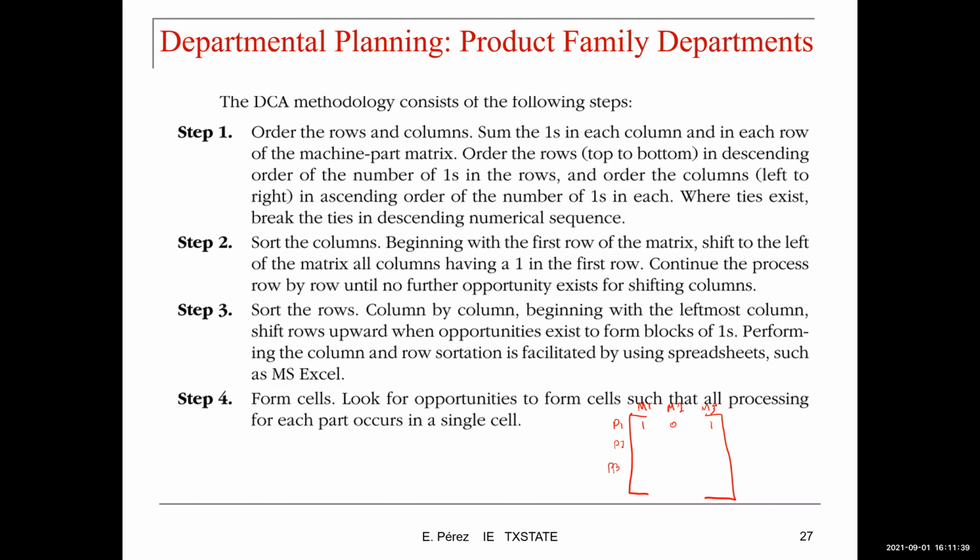Performing the column and row sortation is facilitated by using spreadsheets such as Microsoft Excel. So what that comment is trying to say is we're going to attempt to do this by hand, but if you can set it up in Excel, it will be easier to visualize. And then after we have completed steps 1 through 3, we want to form cells. We're going to look for opportunities to form cells such that all processing for each part occurs in a single cell. So let's look at an example.